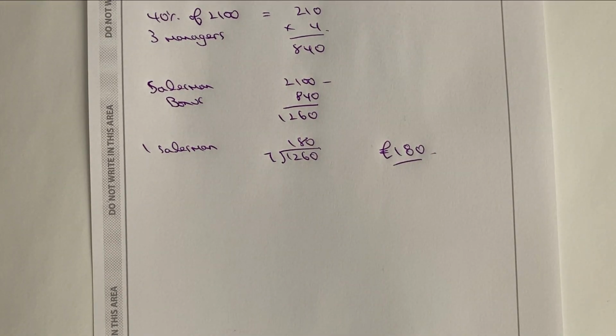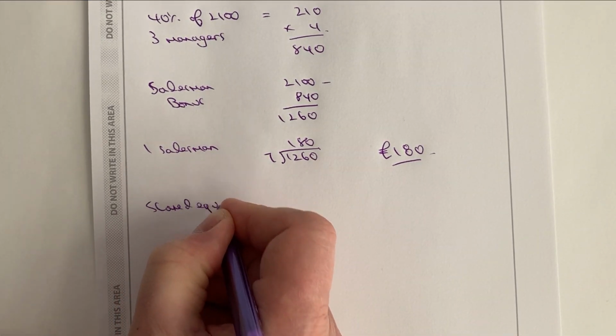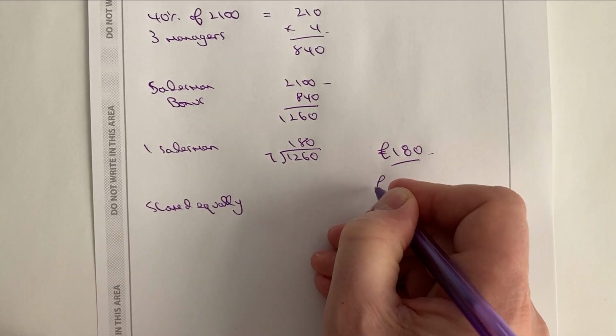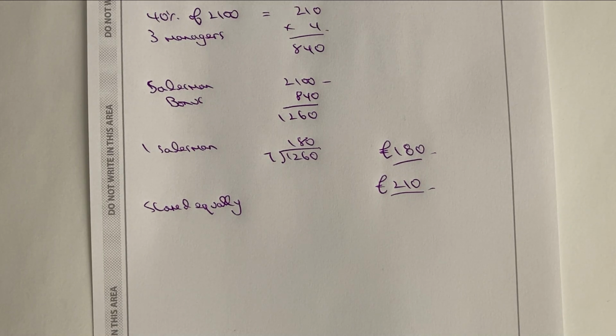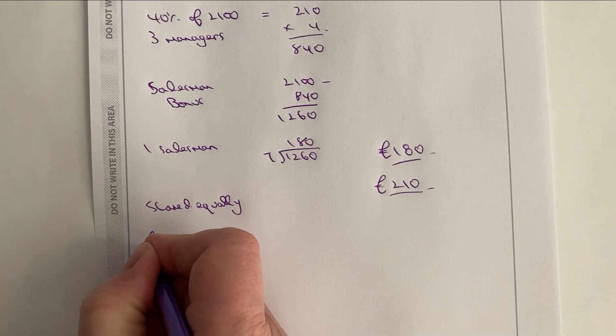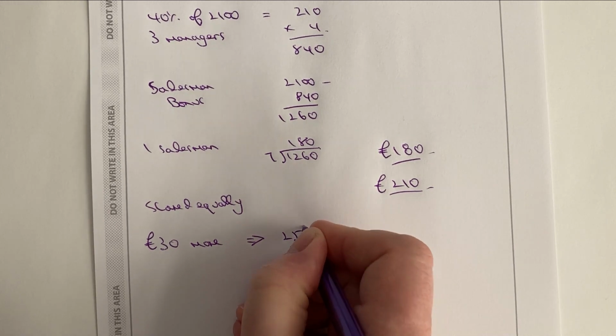Okay, so if it was shared equally, in other words, the 2,100 was shared amongst the whole 10 people, each would get £210. So the salesman is saying, if the bonus is shared equally, £210, I would get 25% more money. Well, okay, let's have a look at that. You would actually get £30 more, okay?